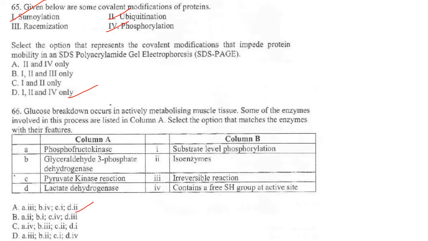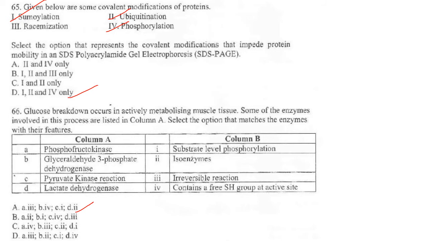Then glucose breakdown occurs in actively metabolizing muscle tissue. Some of the enzymes involved in the process are listed in column A. Select the option that matches the enzymes with their features. So A, that is phosphofructokinase, it is an irreversible reaction. Glyceraldehyde 3-phosphate dehydrogenase contains a free SH group at the active site. Then pyruvate kinase reaction is substrate level phosphorylation, and lactate dehydrogenase is an isoenzyme. So the answer is A3, B4, C1, D2.